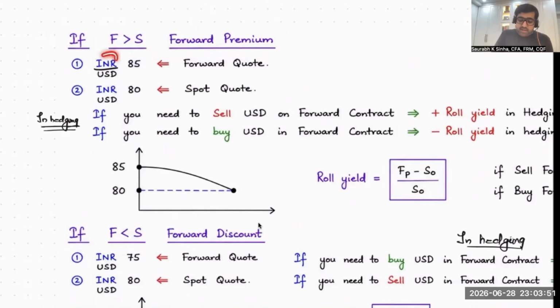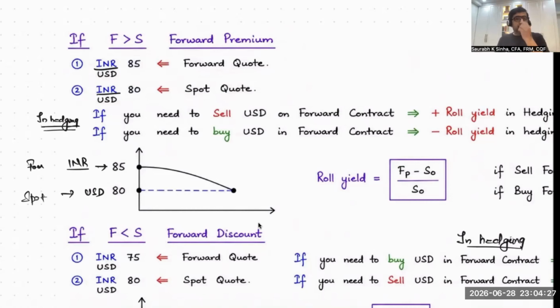This is the price currency. This is the base currency. The forward quote is 85, and the price currency upon base currency is 80 in the spot market. This is the spot market quote and this is the forward market quote. Whether it is trading at premium or discount: premium. So what will you do? Will you sell USD or buy USD? The intuition should be that you will sell USD. Why? Because USD in the spot market is trading at 80. This is spot. And in the forward market, it is trading at 85 INR.